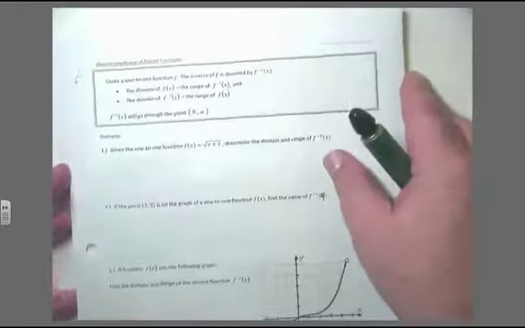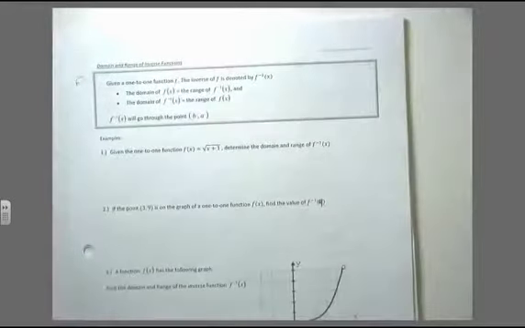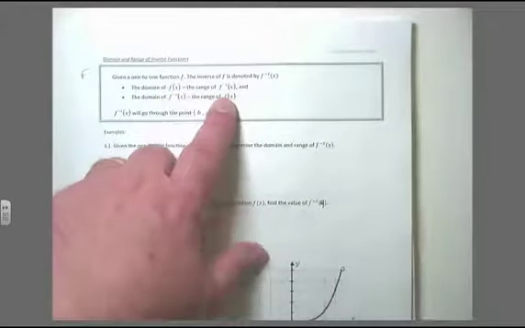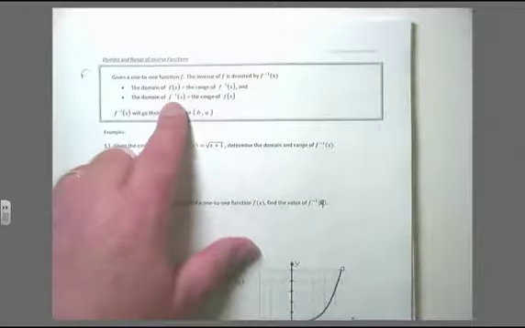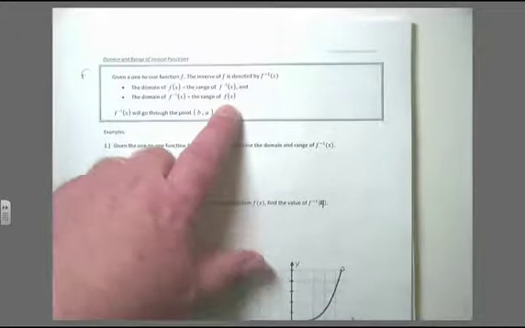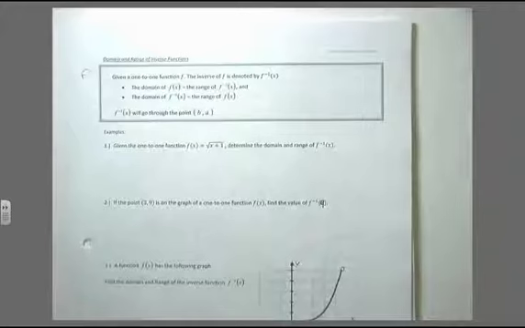Given a one-to-one function f, the inverse of f, denoted by f inverse, has this property. The domain of f of x is equal to the range of f inverse of x, and the domain of f inverse of x would be equal to the range of f of x. So basically, they switch. X goes to y and y goes to x.